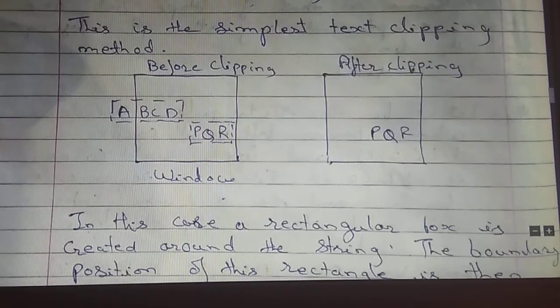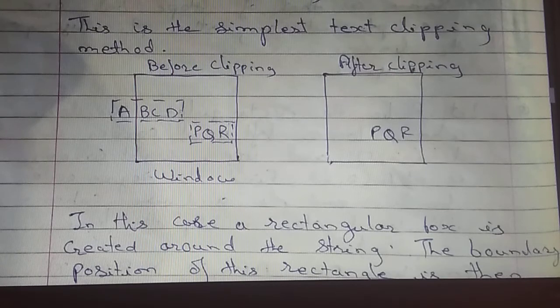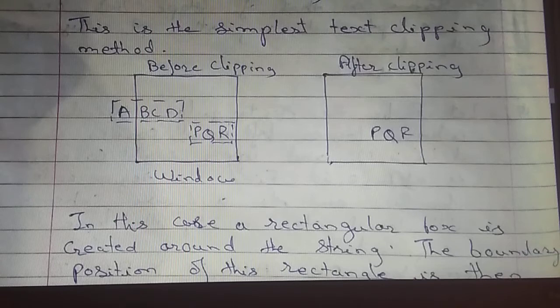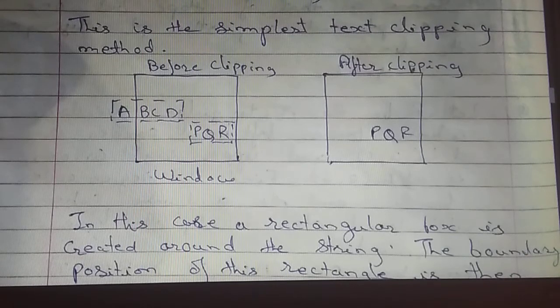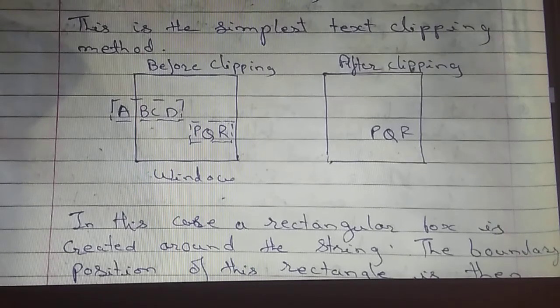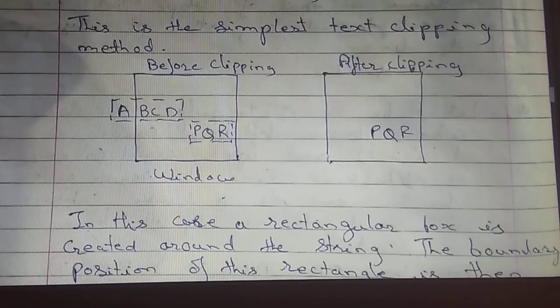Let's repeat once. Now in this case a rectangular box is created around a string. The boundary position of this rectangle is then compared to the window boundary, and the string is rejected if these two boundaries are overlapped. Here the main drawback is basically if a single character of the text is outside, then we are discarding the whole text. If the rectangular box of the text is completely inside the window, that is all characters of text are inside the window, then only this text will be displayed. Now this method is fast but it is not efficient.